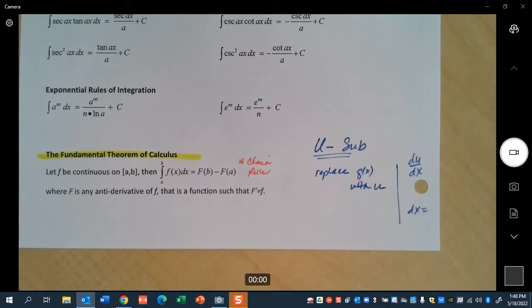All right, that being said, I want you to find a partner, and I want you to do the tic-tac-toe.